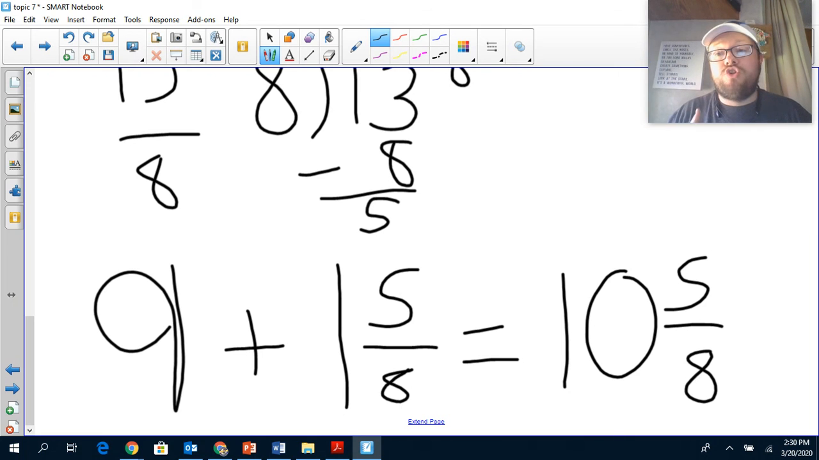Now there are other ways you can convert that improper fraction. You can use what you know about how many eighths go into a whole, which is 8/8, which will be 1, and you would still have the 5/8 remaining. You can do it that way. You do what you need to do to be able to convert those improper fractions into mixed numbers.